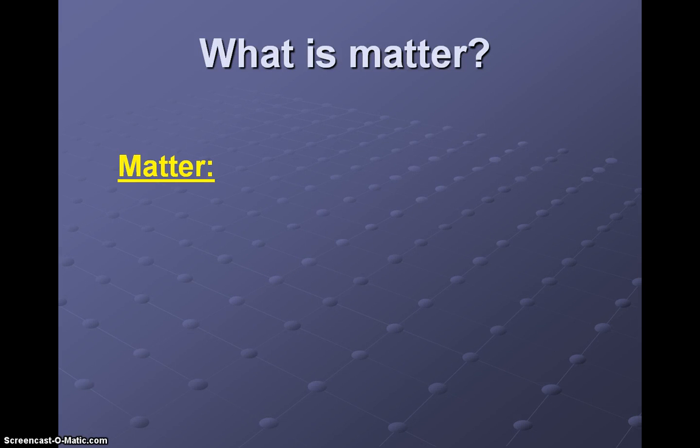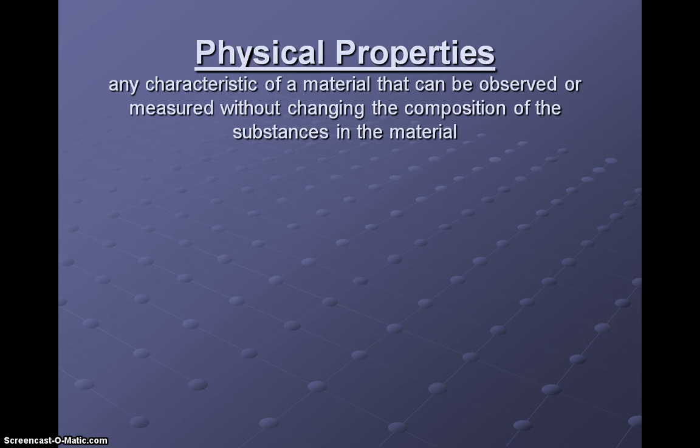So the very first thing we learned about chemistry is that it's the study of matter. So I guess it's pretty important that we understand what matter actually is. Matter is any substance that has mass and has volume, or takes up space. And all matter has different physical properties.